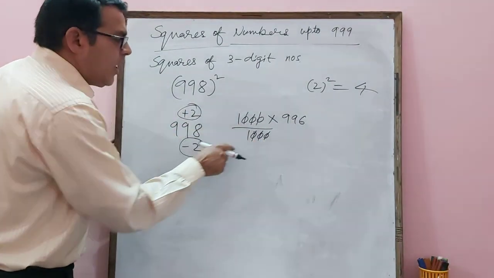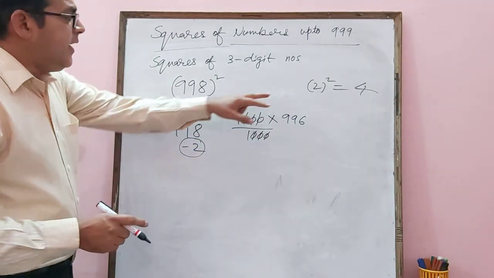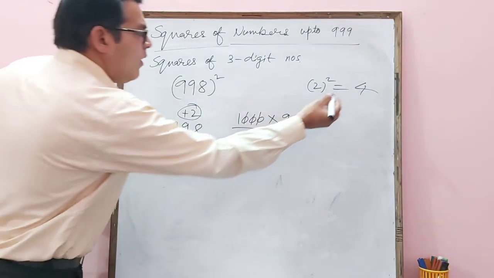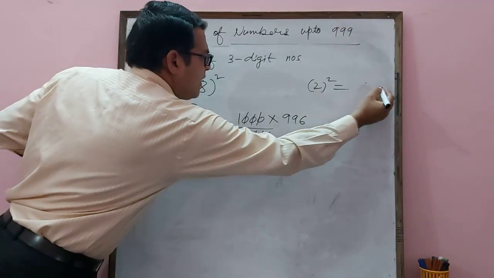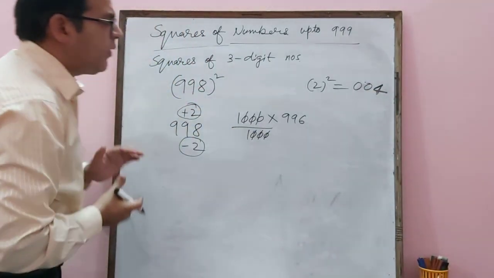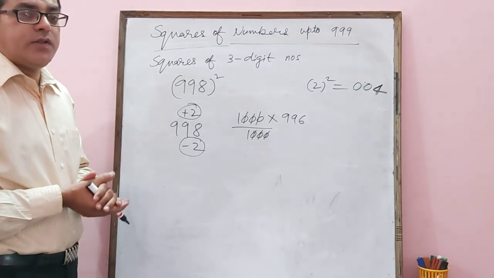Now, 3 zeros we are using after 1 to remove 0. 3 zeros. It means in our square of 2 we must have 3 digits. So, for 4 we can write 2 more zeros just before 4. So we can write square of 2 as 0, 0 and 4. This is a very important step.